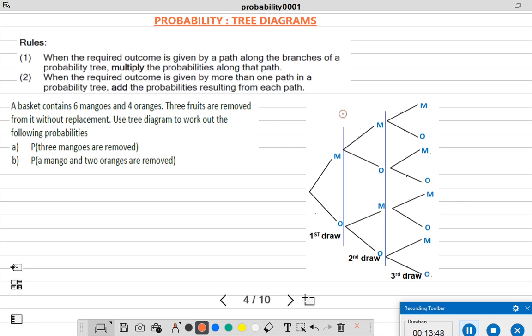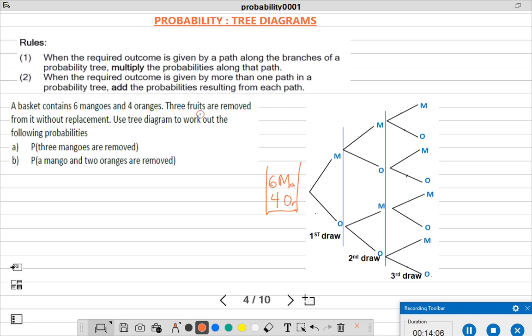Now here we are told that a basket contains 6 mangoes and 4 oranges. So if this is a basket here, we have 6 mangoes and 4 oranges.